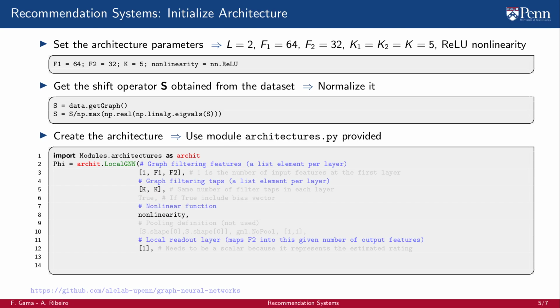This is simply a local readout layer that maps the number of output features, that is 64, into the number specified by the elements of this list, in this case 1. This will be the single scalar that we will use as the estimate of the rating of the Star Wars movie. This readout layer is performed at each node without any exchanges involved. We finalize the architecture initialization by setting the shift operator.